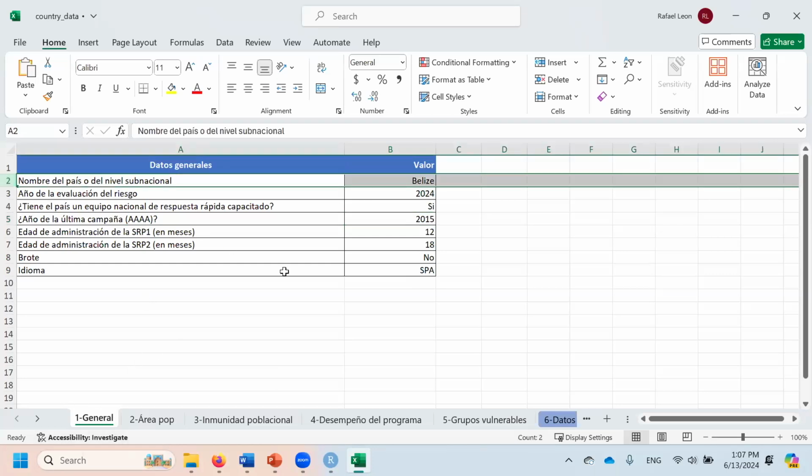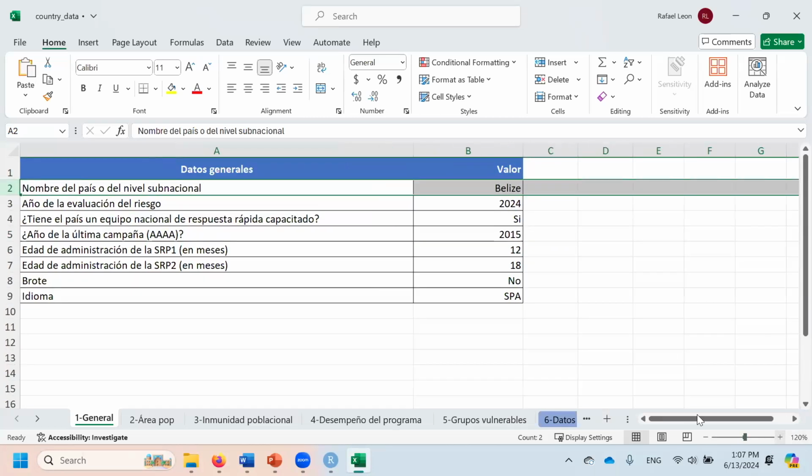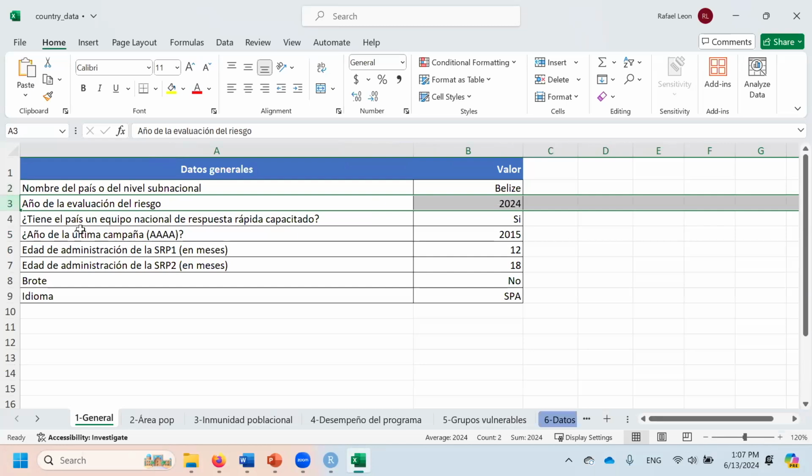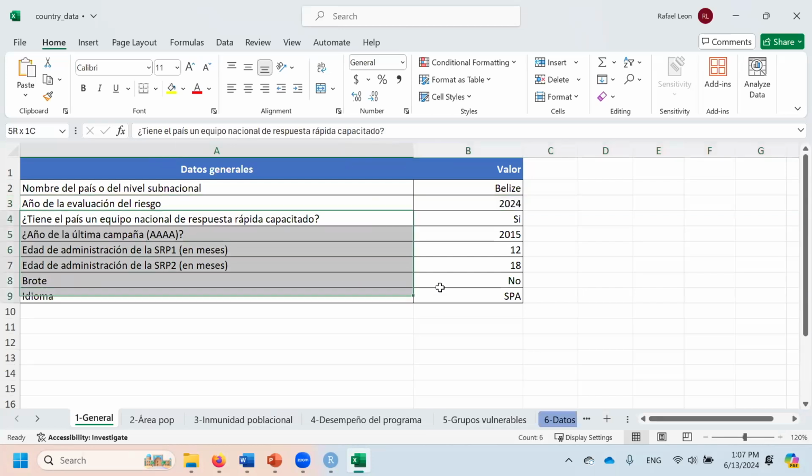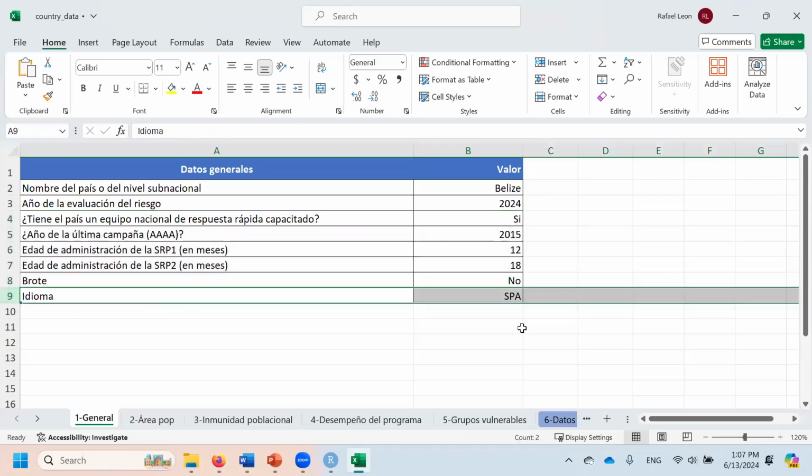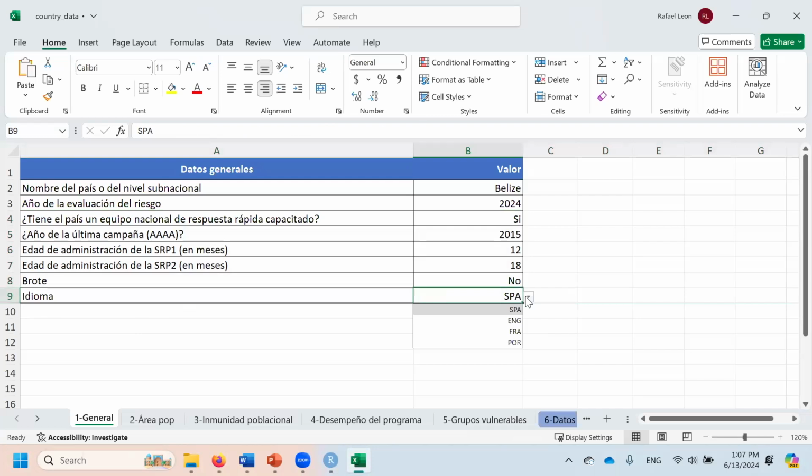Here, in the first line, we fill in the name of the country, in this case, Belize. Then the year in which the risk analysis is being conducted. For our example, it's 2024. And then we answer the questions that turn up on the rest of the page. Initially, for this example, we're selecting the language in which we are filling in the form. In this case, it's Spanish, SPA.